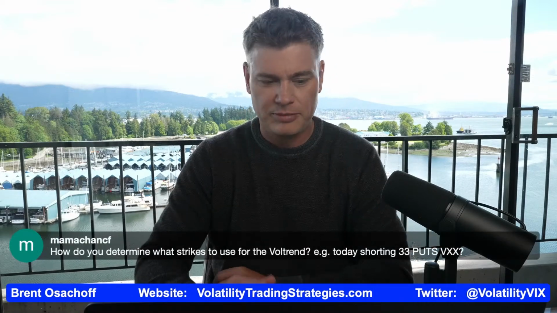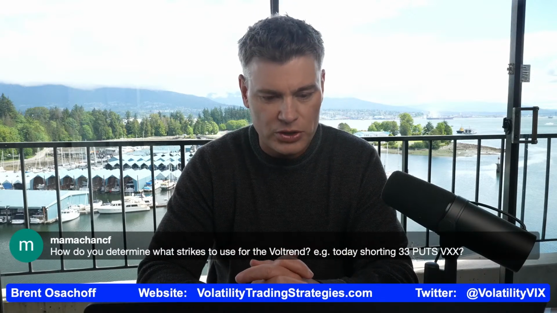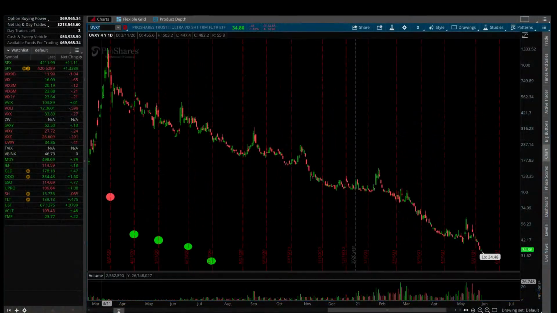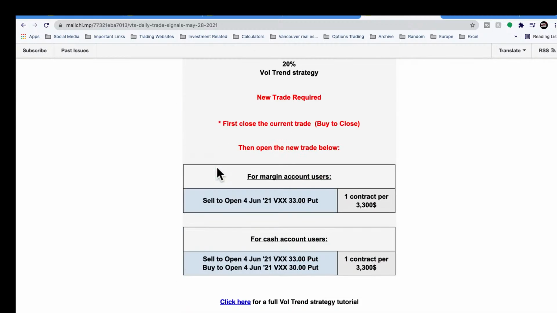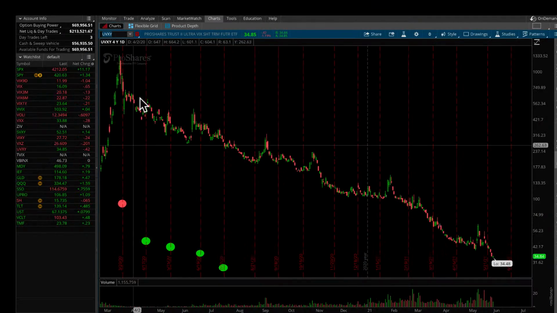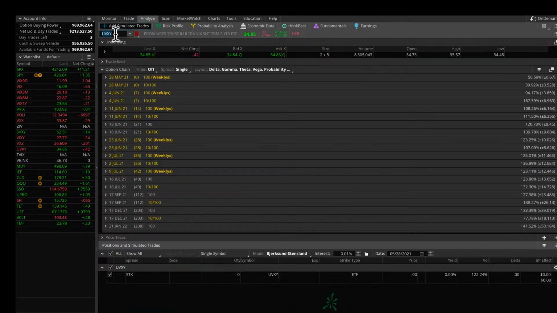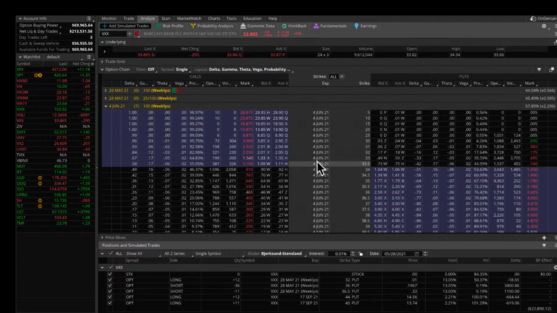So first question. How do you determine what strikes to use for the vol trend? Today, shorting 33 puts. Today, the vol trend position was we are closing out the one from this week, and we are getting into the VXX 33 puts for next week. So I would say, let me pull up that VXX. So as far as deciding, this is the chain that we're looking at.